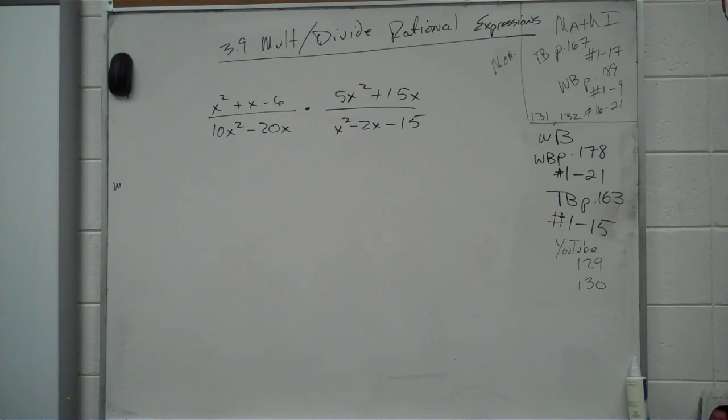Alright, so this is 3.9. We're multiplying and dividing rational expressions. If you had to take a guess what the next section is going to be, what do you think? We're doing multiplying and dividing. What do you think is next? Adding and subtracting.